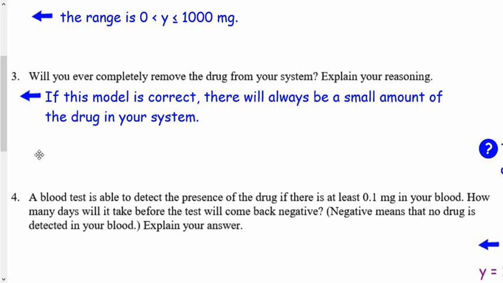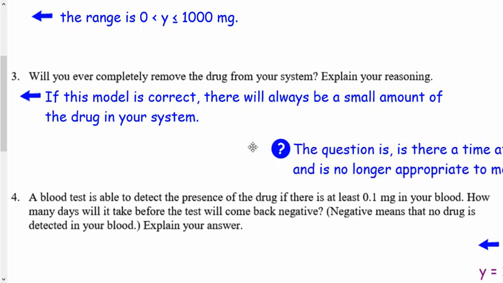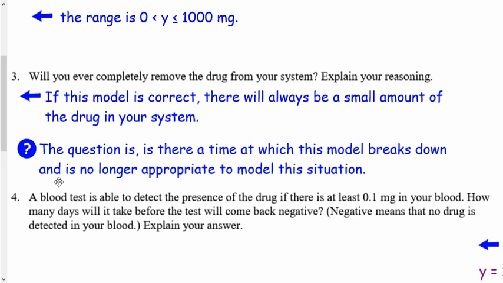Well, at some point, if the model is correct, the amount of drug in your blood system will get small enough that it won't be measurable. Does that mean it's gone? Maybe. Maybe your body does actually clean it out. Or maybe there's still a trace amount in there, but it's just not measurable because we don't have a precise enough test. So the question is, is there a time at which this model breaks down and is no longer appropriate for this situation? And we don't know, given the information that we have.